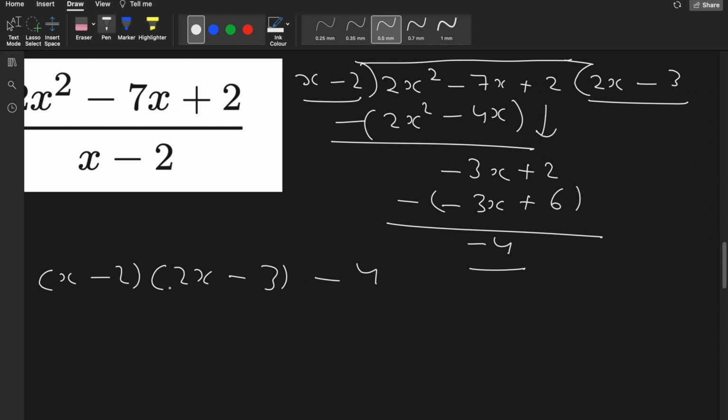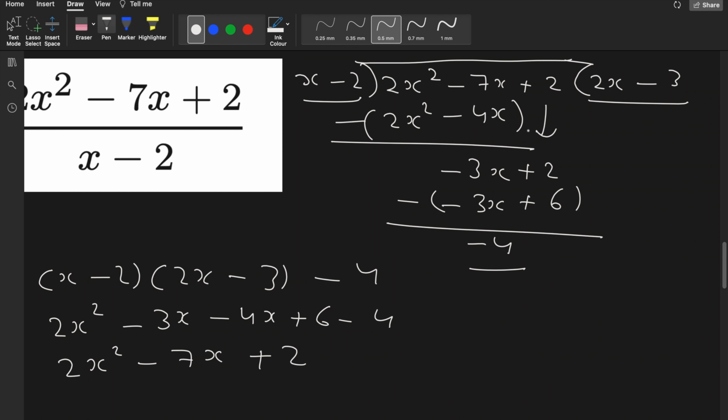Let us multiply this and simplify this whole thing to ensure that this is equal to the polynomial. So this would be 2x squared minus 3x minus 4x plus 6 minus 2 minus 4. So this is 2x squared minus 7x plus 2, which is indeed the polynomial.